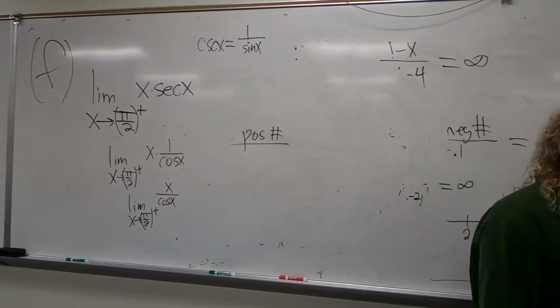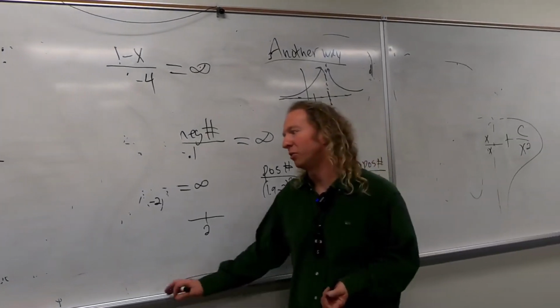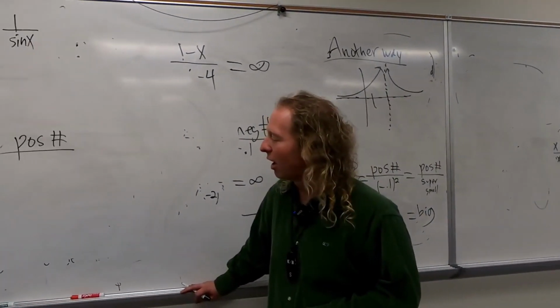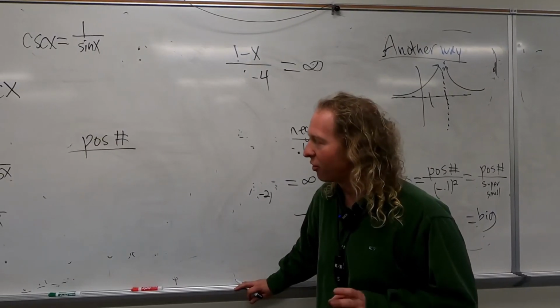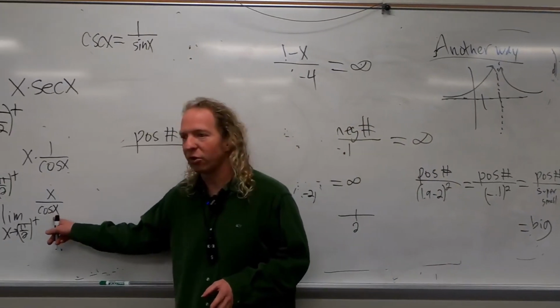Okay, the bottom part is tough. I guess there's 2 ways of doing it. You could use the unit circle. I'll try to do it that way. I'll struggle with that, but I think I can do it. The graph might be easier. Think about the graph of cosine.